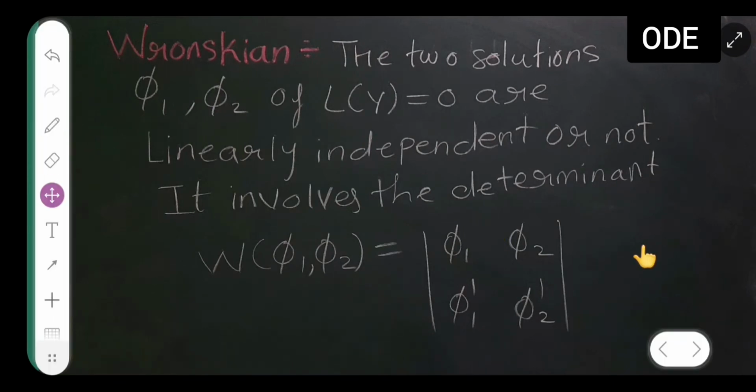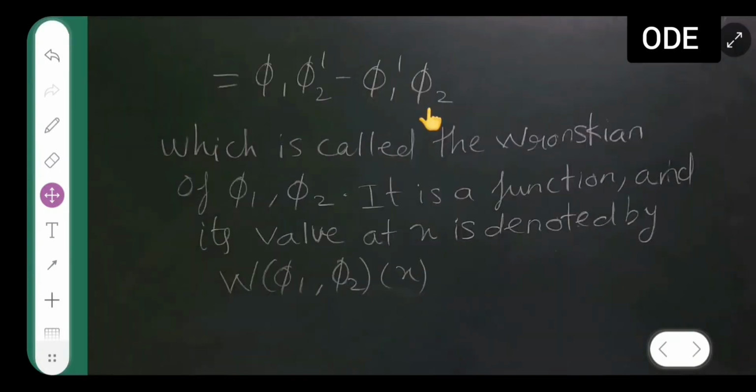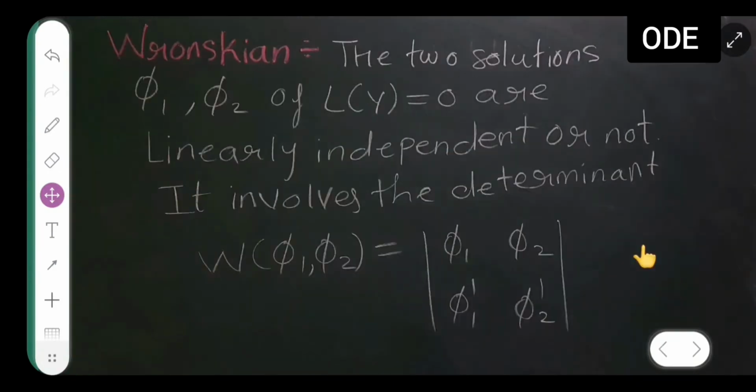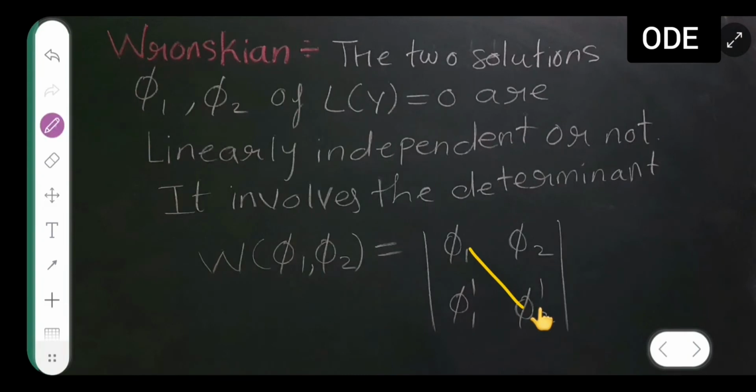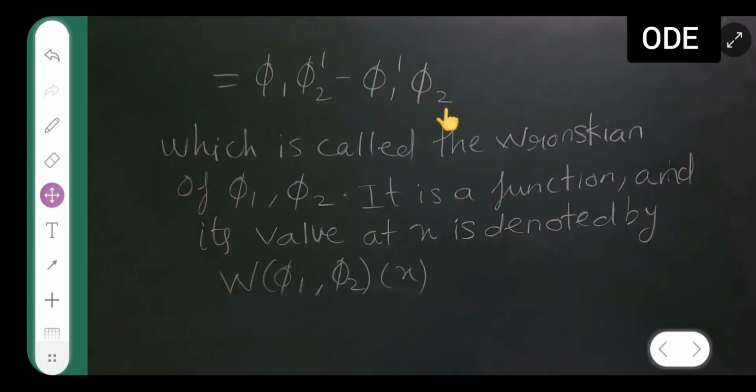So what they have done over here is phi1 into phi2 dash first, and then minus phi1 dash into phi2. Let me turn the page now. This is called the Wronskian of phi1 comma phi2. It is a function and its value at x is denoted by Wronskian of phi1 comma phi2 of x.